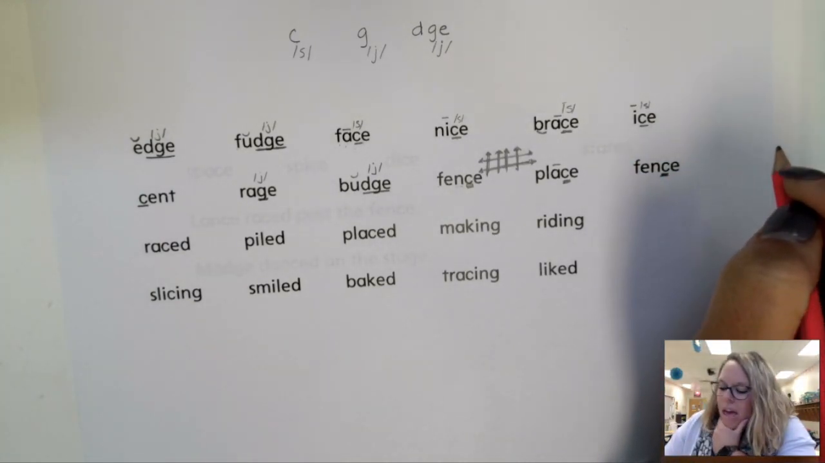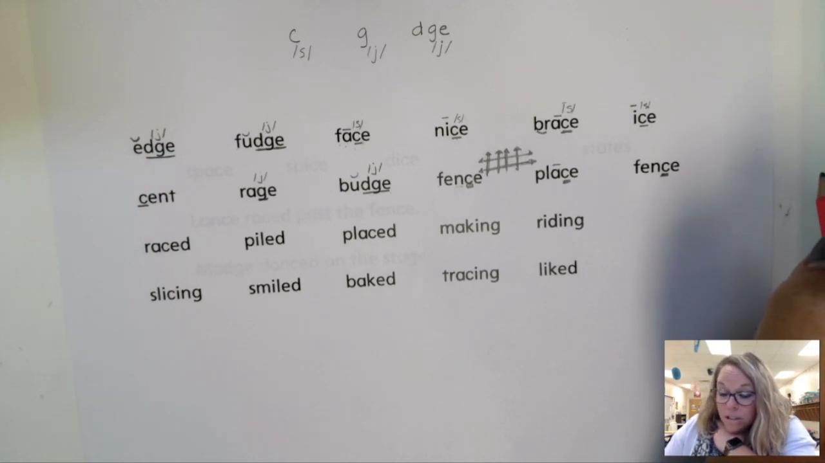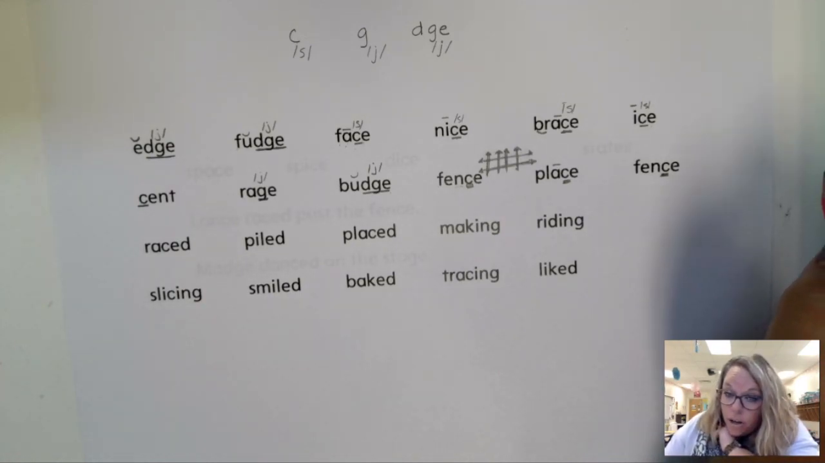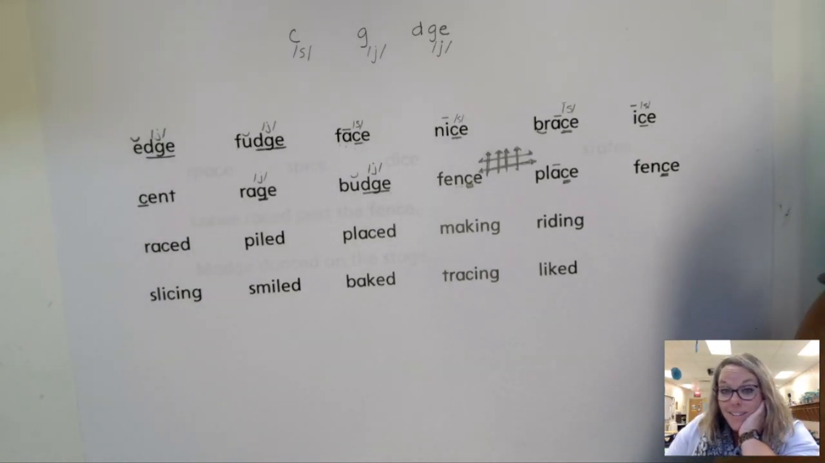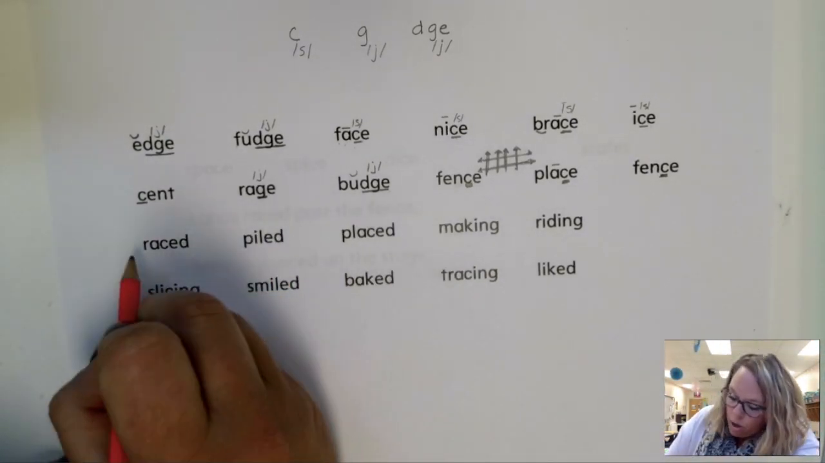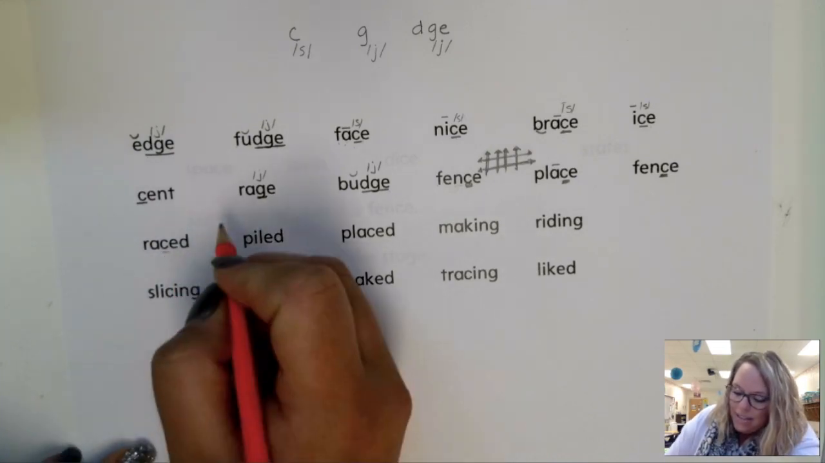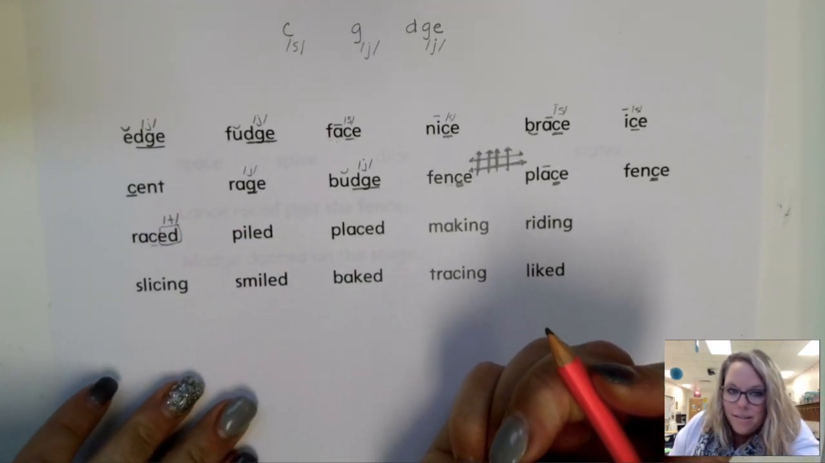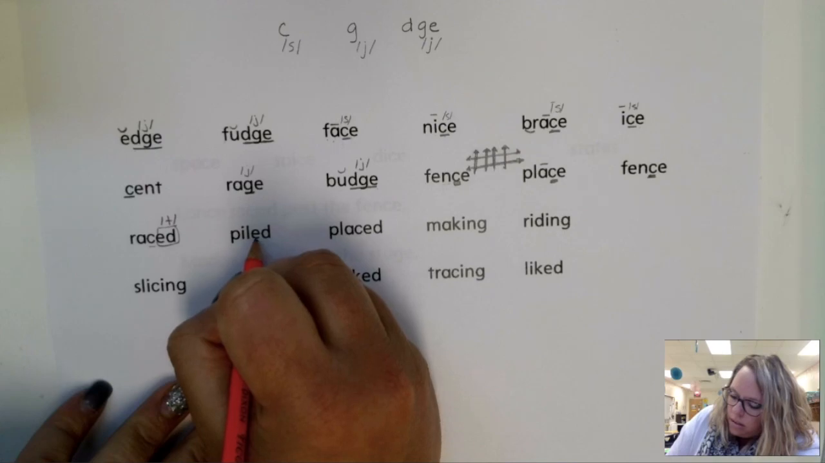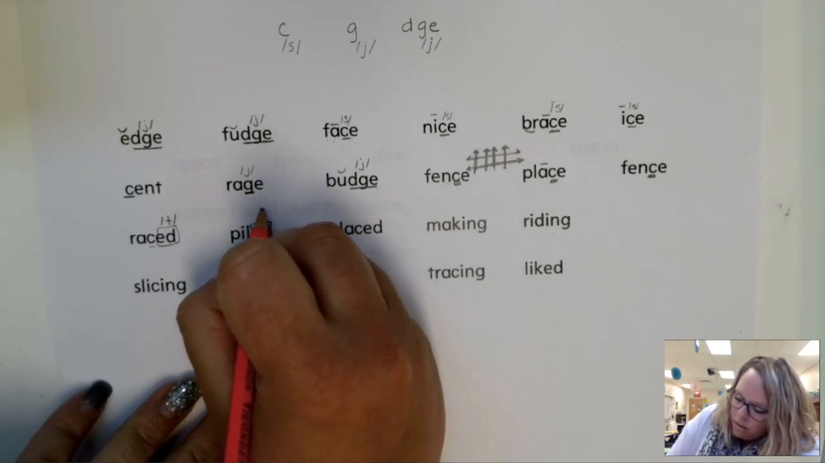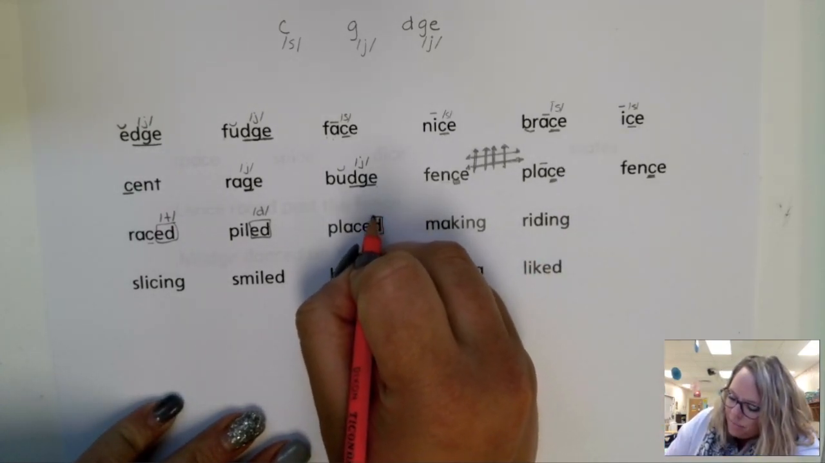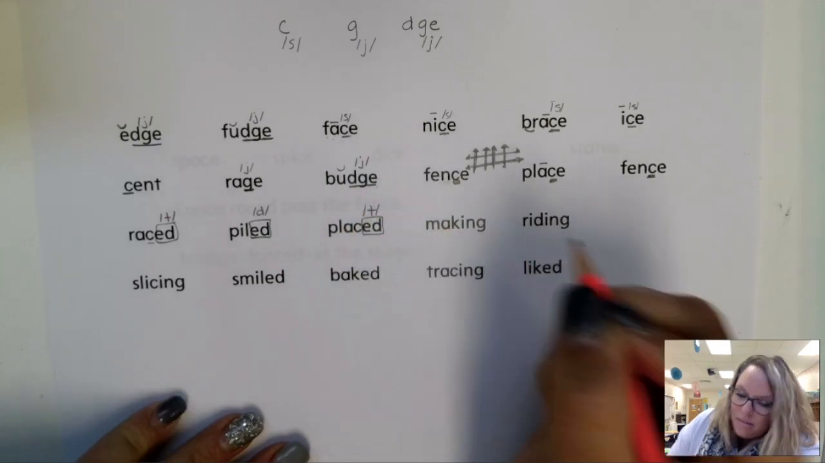Okay, now, in this third row, these are not going to be J and S sounds, but we are looking at our verbs. And these verbs are going to be present tense and they're going to be past tense. So let's take a look. Raced. This ED made the t sound. Piled. This one made the d sound. Placed. Made the t sound again.